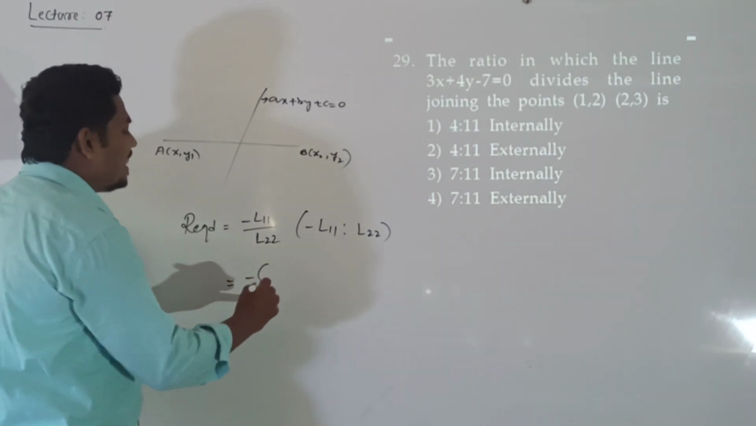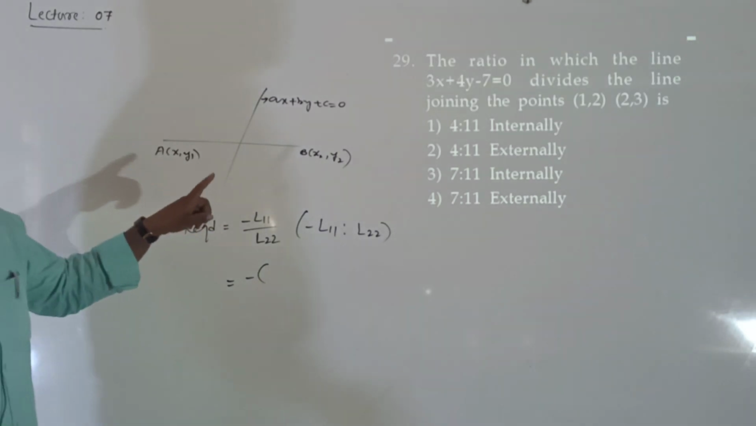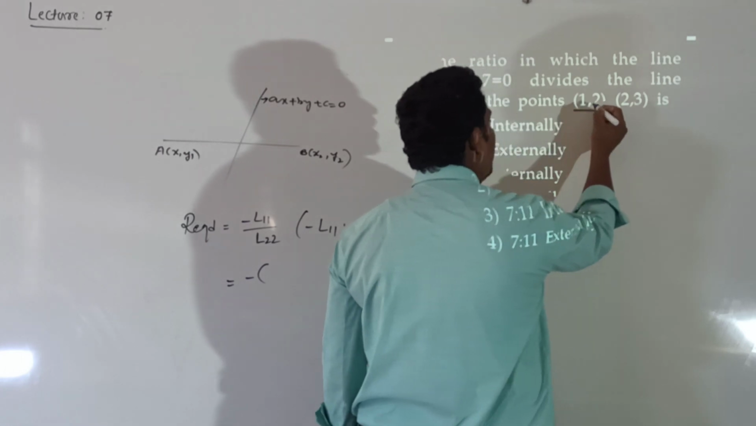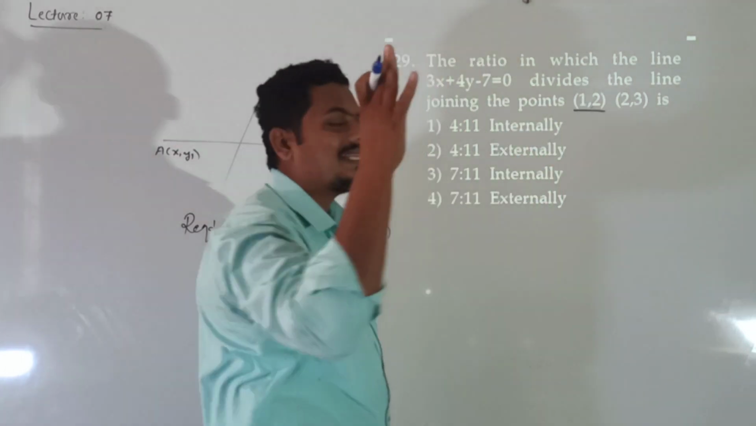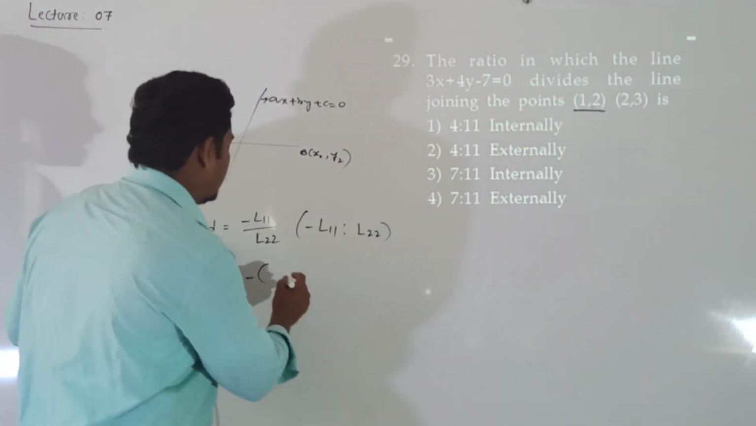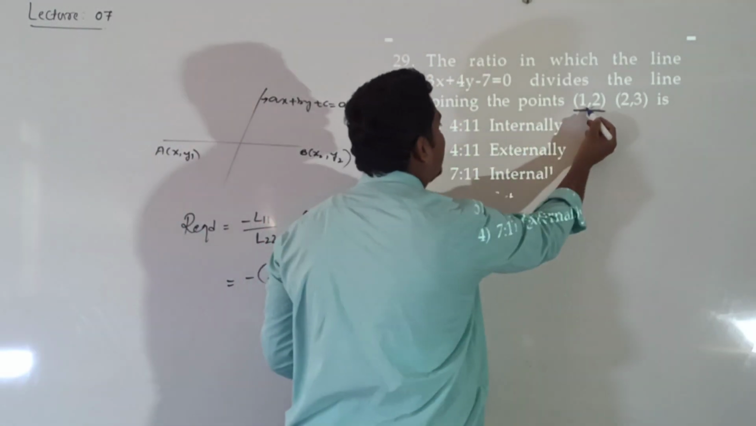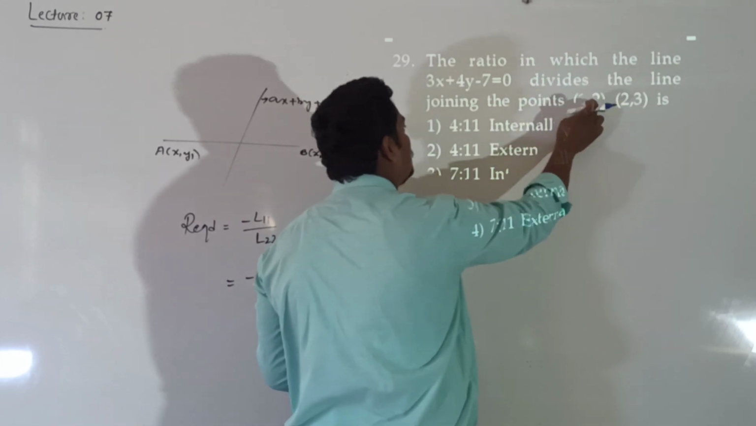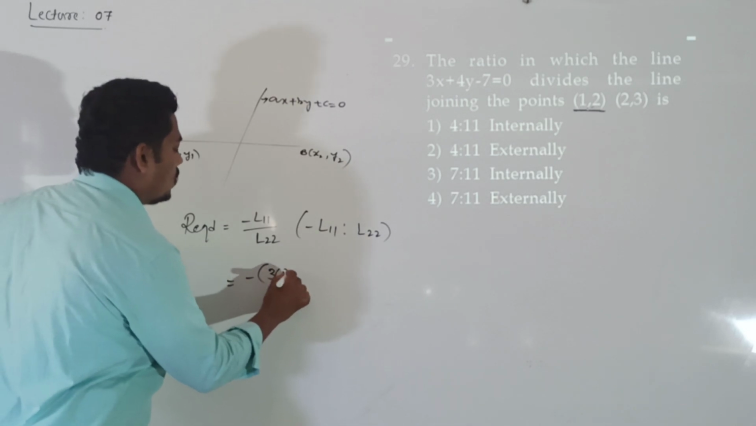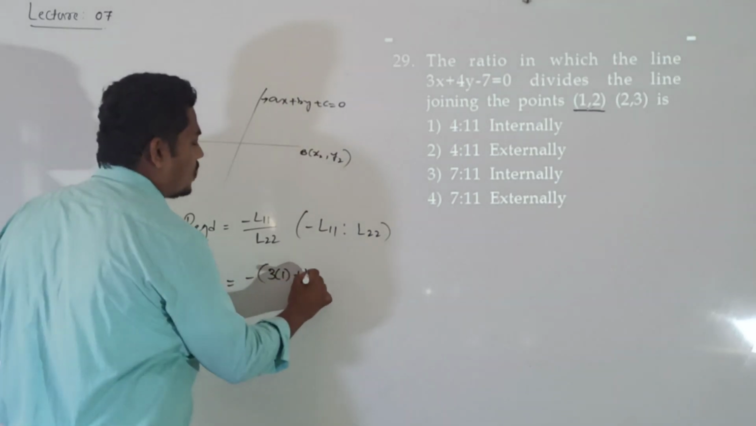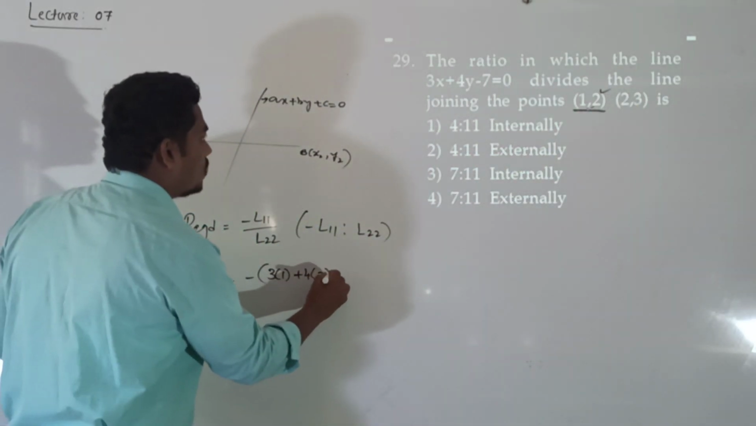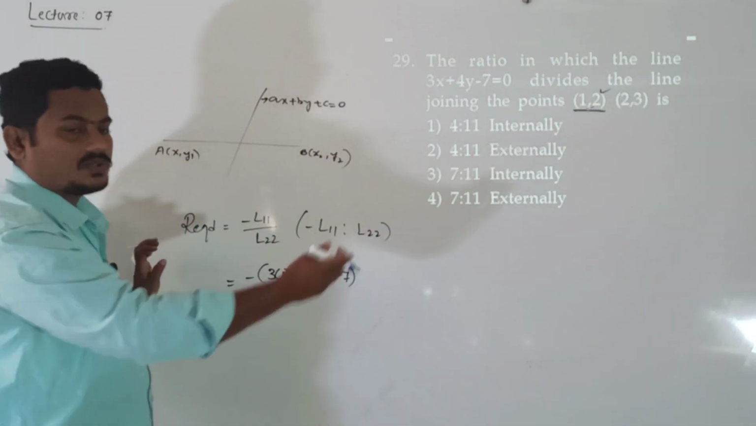Then minus, what is L11? If you put the first point 1 comma 2 in the given line, that is L11. Means put this point in the given line, that is 3 into this point x1 y1. L11 means put the first point in the given line: 3 into 1 plus 4 into what is the y coordinate, 2, 4 into 2, minus 7. Don't take it equal to 0, right?